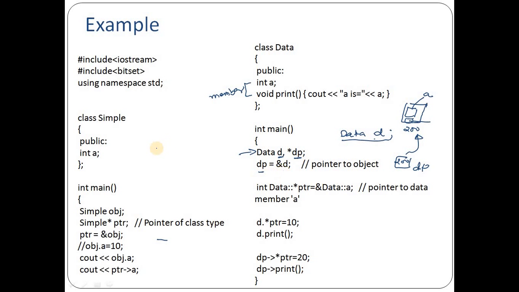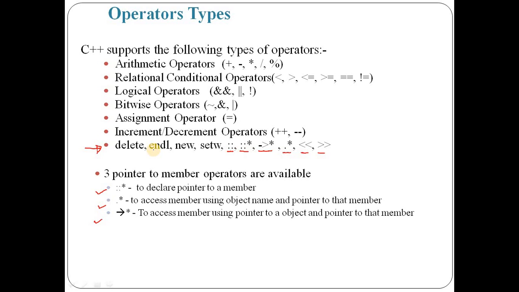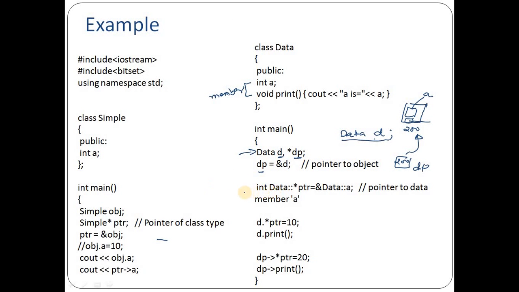Now, as we saw in the earlier slide, we have three types of member access operators: scope resolution with star, dot with star, and arrow with star. Now this first operator is used to declare a pointer to a member, and these two operators are used to access that member which is declared above. Okay, so the next line will have the use of this declaration operator.